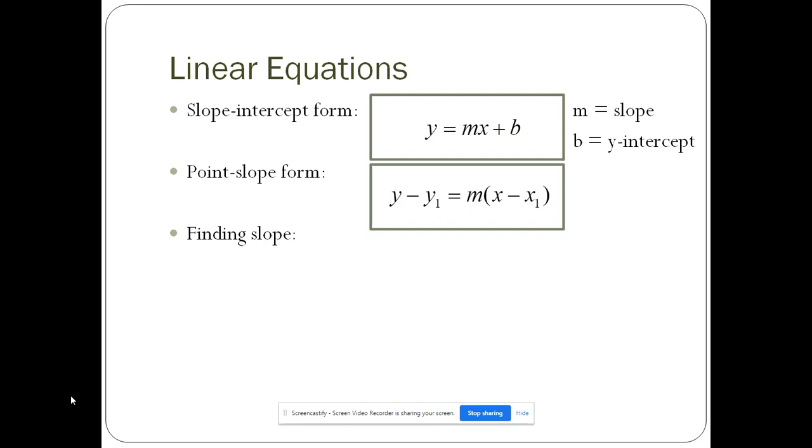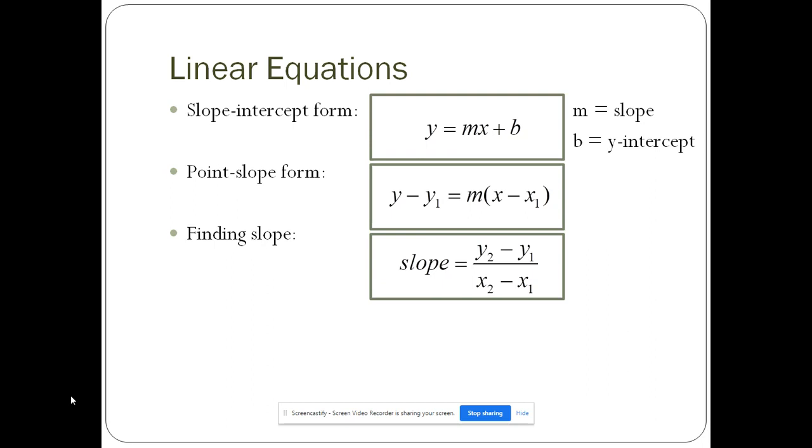Now lastly, finding slope: if you are given 2 points that are on a line, you can find the slope of that line using this equation: y2 minus y1 over x2 minus x1. It doesn't matter which of the 2 points you make x1, y1 or x2, y2, as long as you're staying consistent, and x1 goes with y1, x2 with y2 when you're labeling those points.